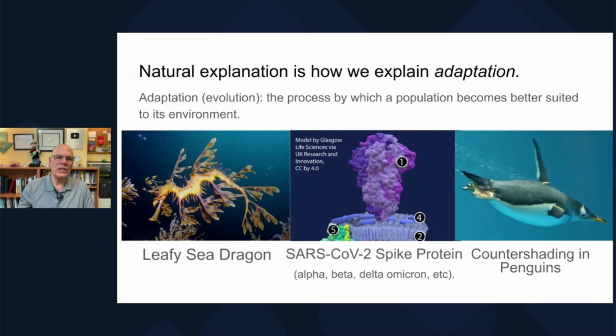Natural selection, it's how we explain adaptation. How did the leafy sea dragon come about? Variation, followed by selection, repeated over time. How did the SARS pandemic happen? There was variation in viruses. Some of those variants made SARS-CoV-2 viruses better able to infect cells. That led to the pandemic.